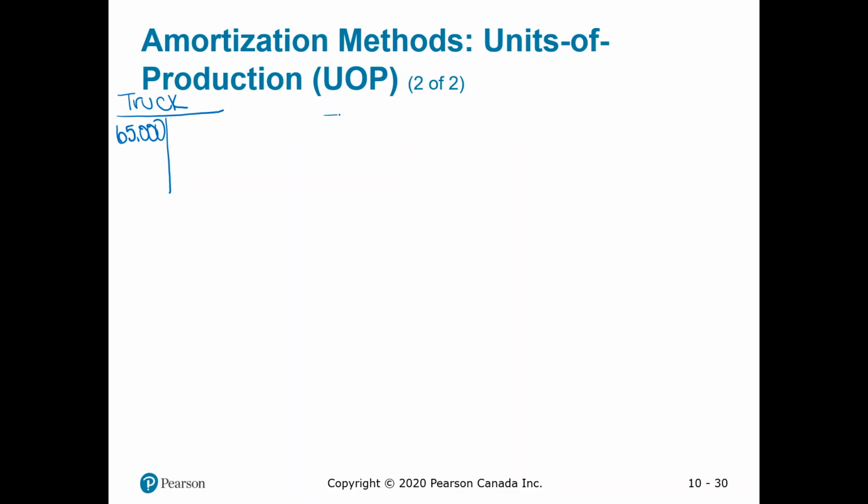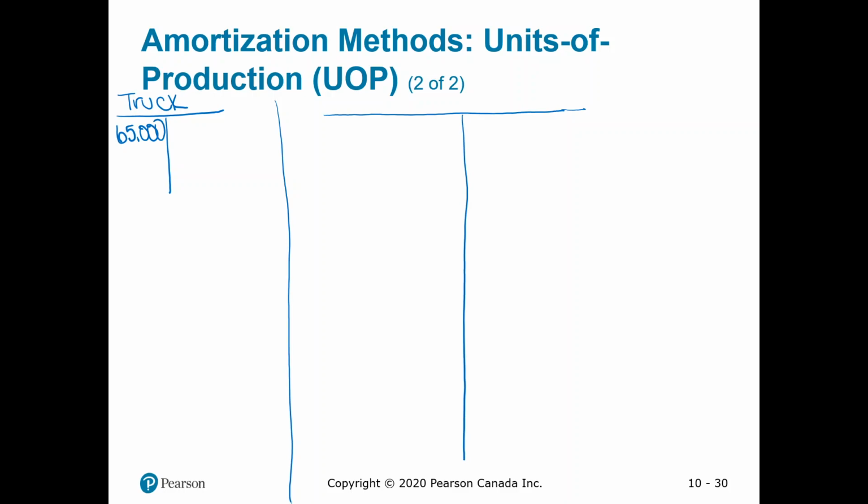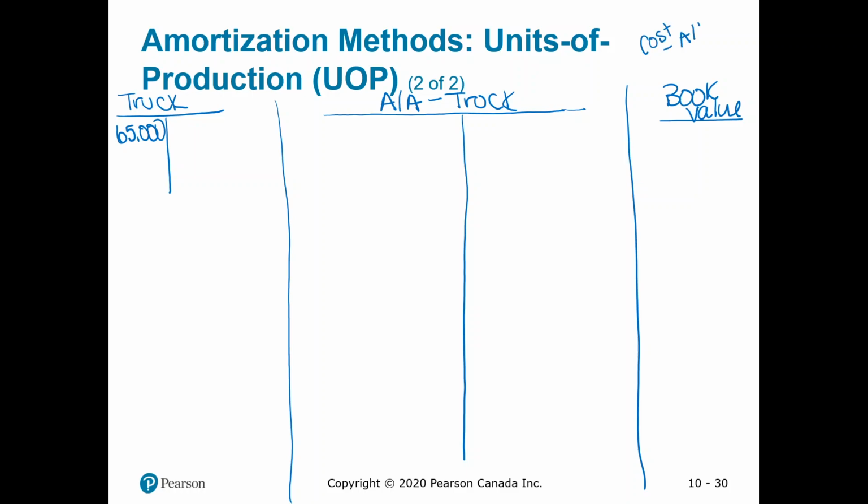And then we've also got, so leave a bit of room on the left side here. We're going to need that. And then we have our T account in the middle, the accumulated amortization for the truck, and we use that to calculate the book value. I've removed the formula here, but remember, the book value equals cost minus accumulated amortization.